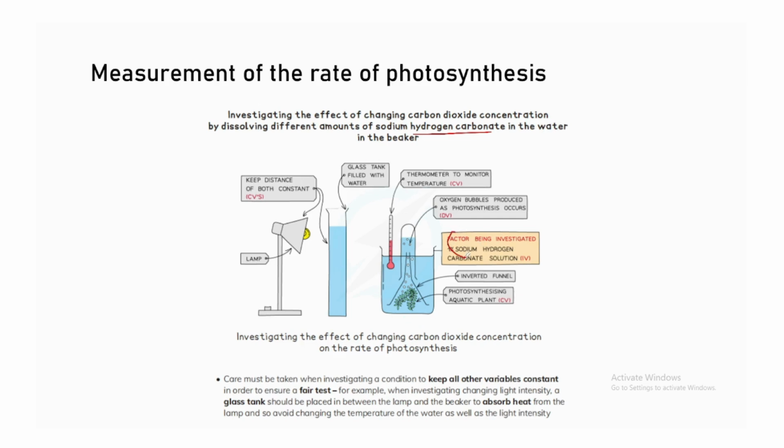Care must be taken when investigating a condition to keep all other variables constant in order to ensure a fair test. It means if we are changing the concentration of carbon dioxide, we must keep light intensity and temperature constant, so we can get a fair test or fair results. When investigating changing light intensity, a glass tank should be placed in between the lamp and the beakers to absorb the heat from the lamp, and so avoid changing the temperature of the water as well as the light intensity.